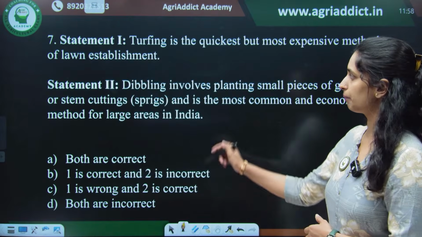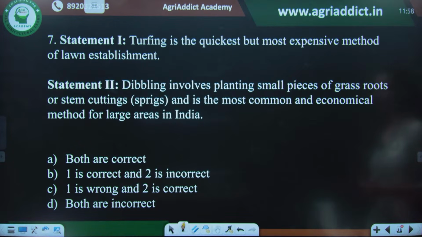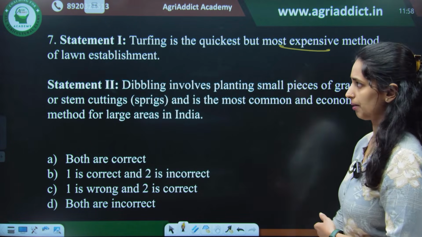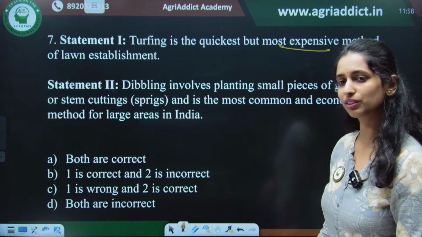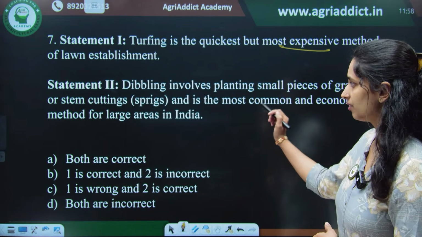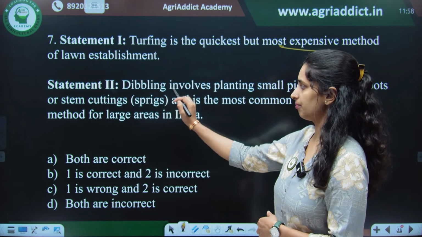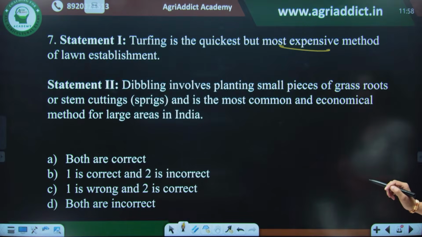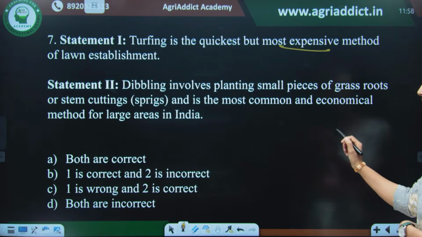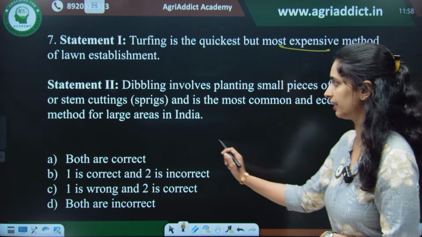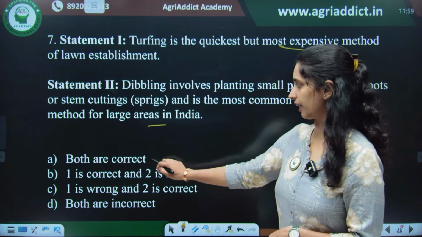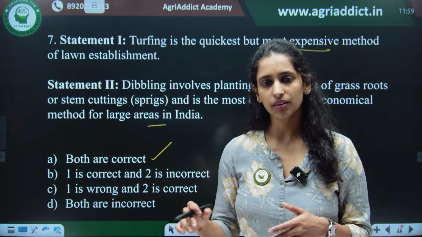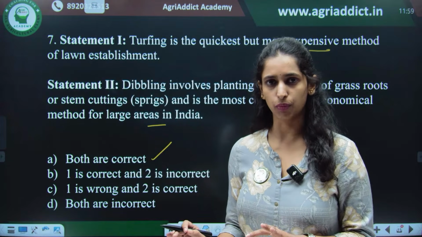So seventh question, statement 1. Turfing is the quickest but most expensive method of lawn establishment. This is okay. Most of you are giving answers already. And second statement, dibbling involves planting small pieces of grass, roots or stem cuttings, that is called as sprigs, and it is the most common and economical method for large areas in India. So as most of you are giving, both are correct. Yes, both are correct. In lawn, establishment methods are very important.